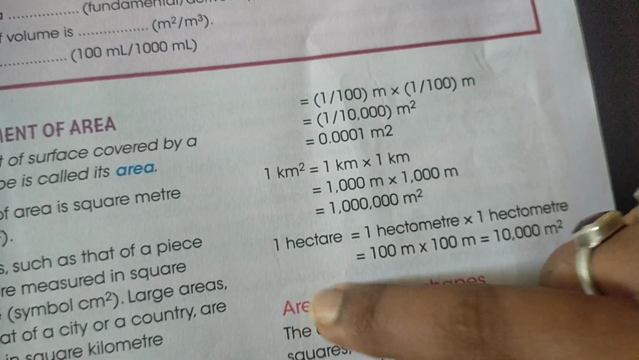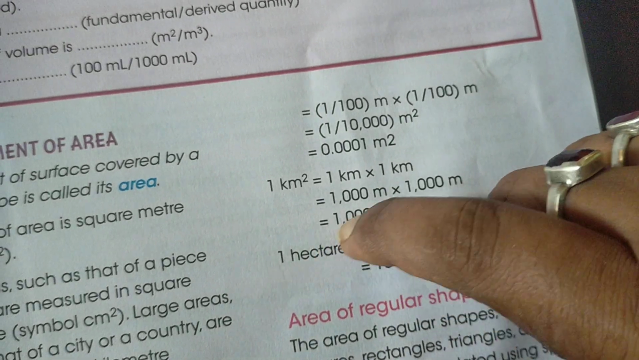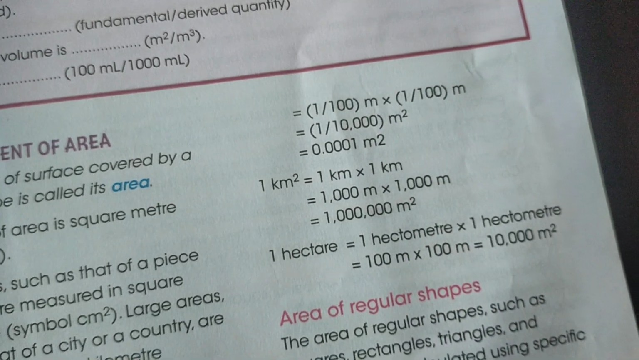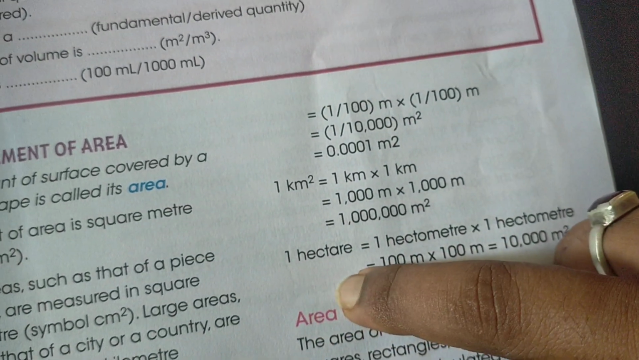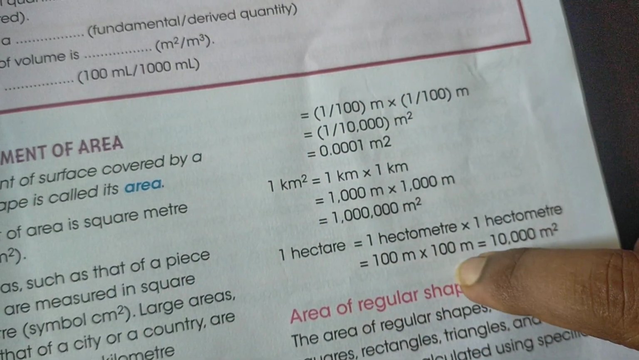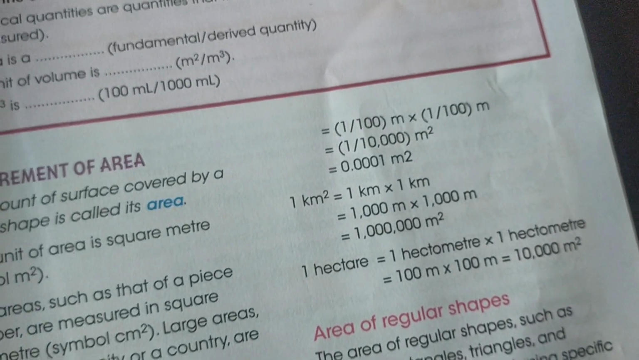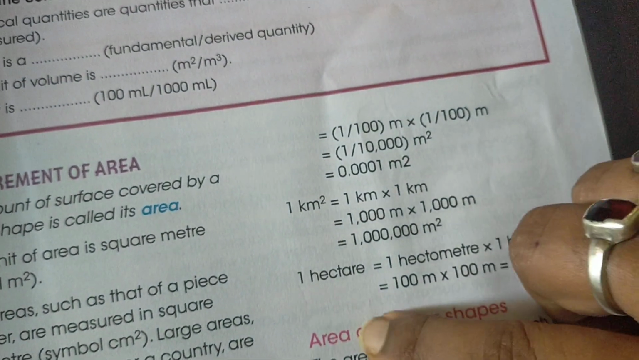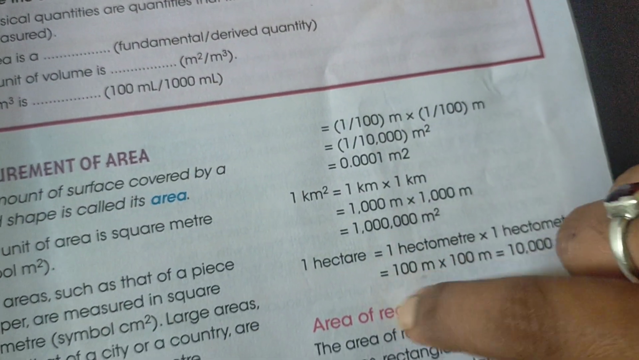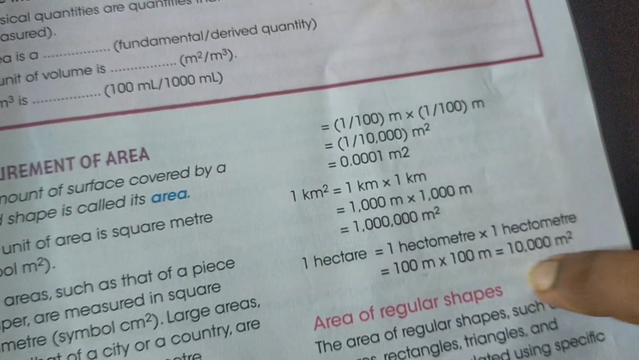Similarly, 1 hectare means 1 hectometer into 1 hectometer, that is 1 square hectometer. 1 hectometer equals 100 meter. So 1 square hectometer equals how much meter square? That means 100 meter into 100 meter, 4 zeros are there, that means 10,000 meter square.